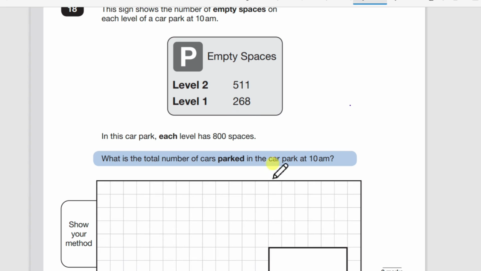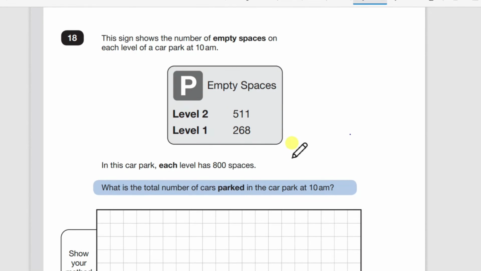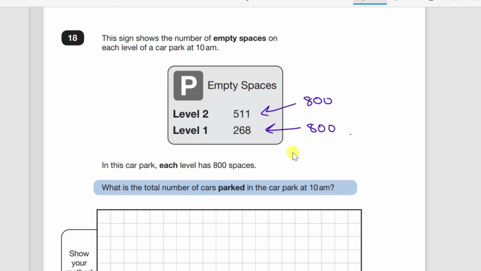Okay, so before we do this one, we need to understand what the question wants. So we know each level has 800 spaces. So here you have a maximum capacity of 800, and here 800. And we know in level 2, this many was taken, and level 1, that many was taken. So we need to see firstly how many spaces were actually left. Okay, so let's do that. In order to do that, we need to firstly add up the total amount of spaces. So 800 plus 800 is 1600. So that's how many spaces you're allowed.